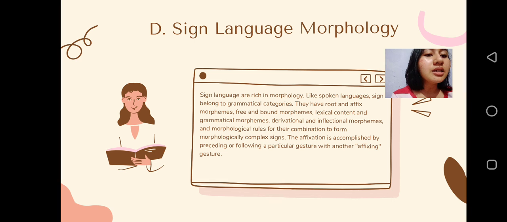Next, sign language morphology. Sign languages are rich in morphology. Like spoken languages, signs belong to grammatical categories. They have root and affix morphemes, free and bound morphemes, lexical content and grammatical morphemes, derivational and inflectional morphemes, and morphological rules for their combination to form morphologically complex signs. Affixation is accomplished by preceding or following a particular gesture with another affixing gesture.